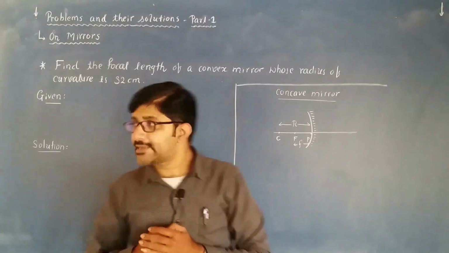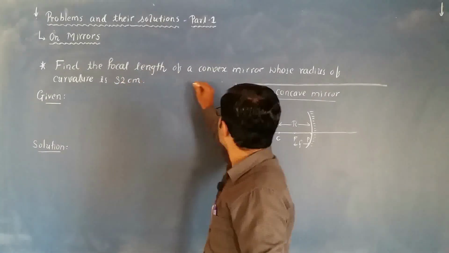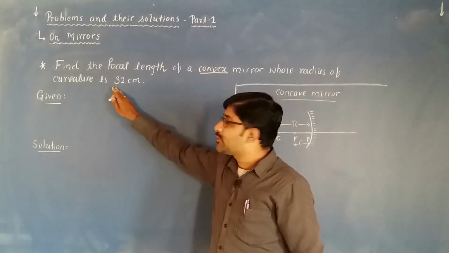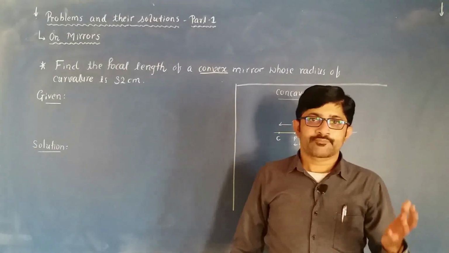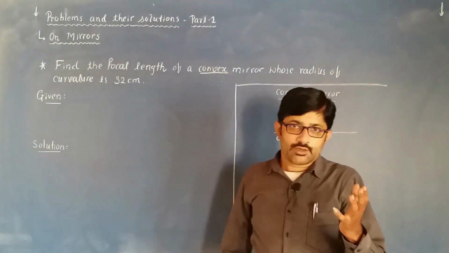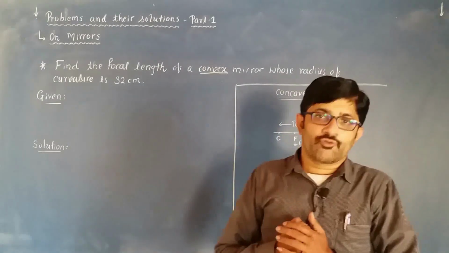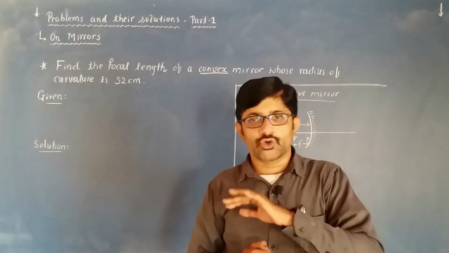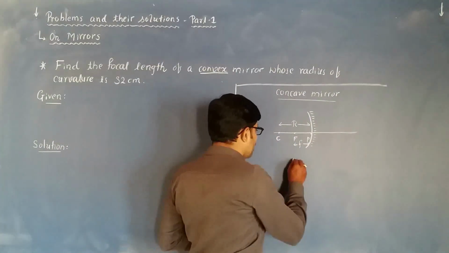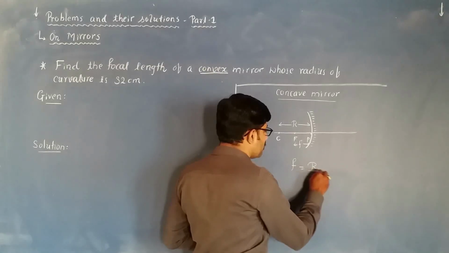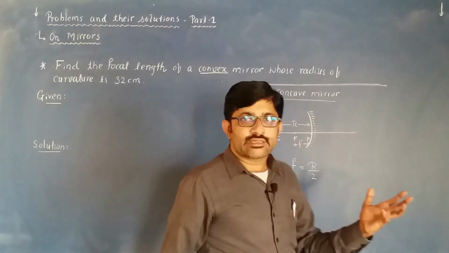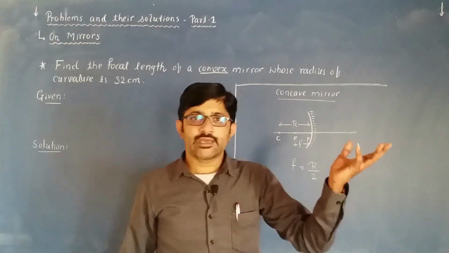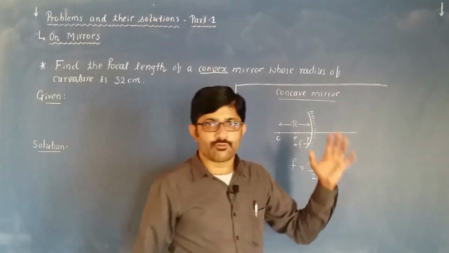The first problem: find the focal length of a convex mirror whose radius of curvature is 32 centimeter. We are calculating the focal length of a convex mirror. So we have a relation f = R/2, which means the focal length of any spherical mirror is equal to half of the radius of curvature of the spherical mirror.